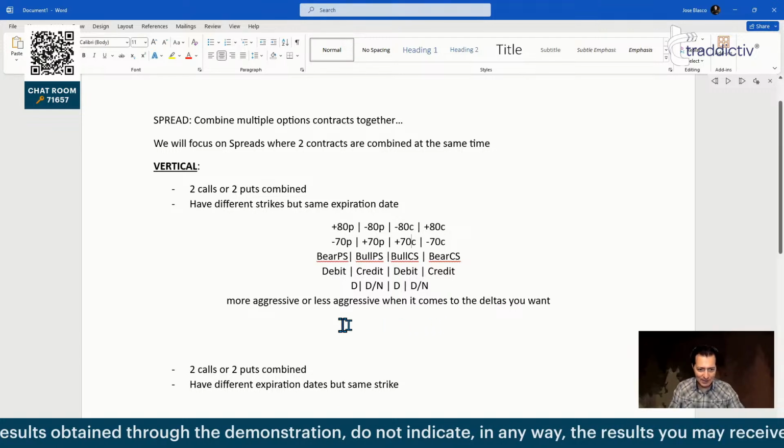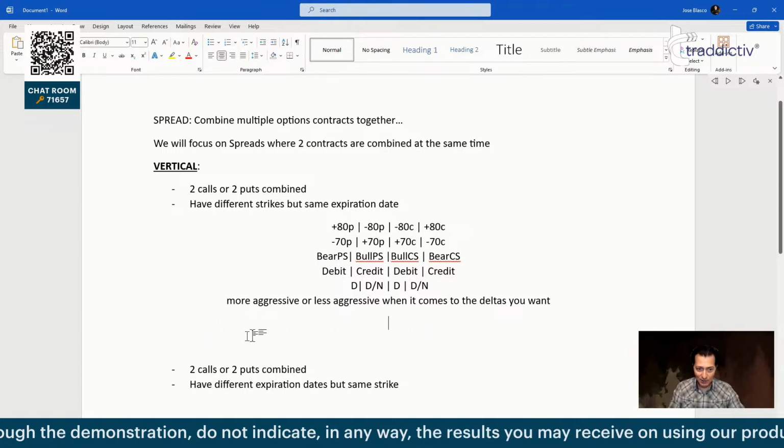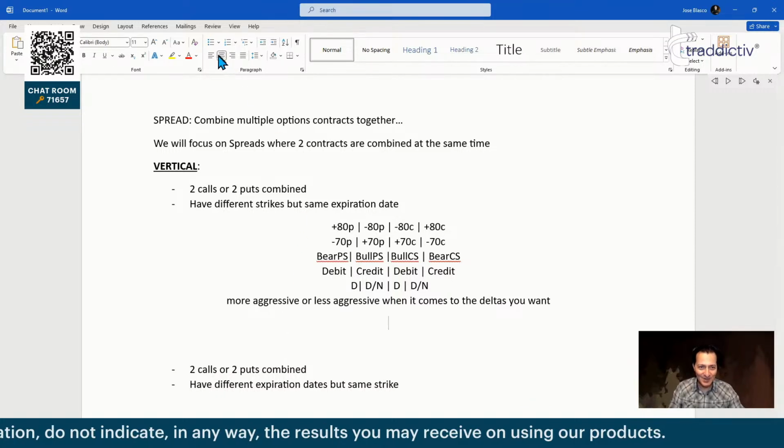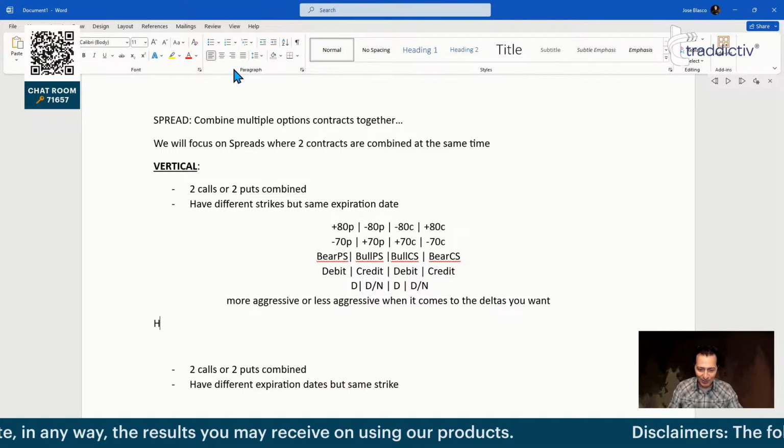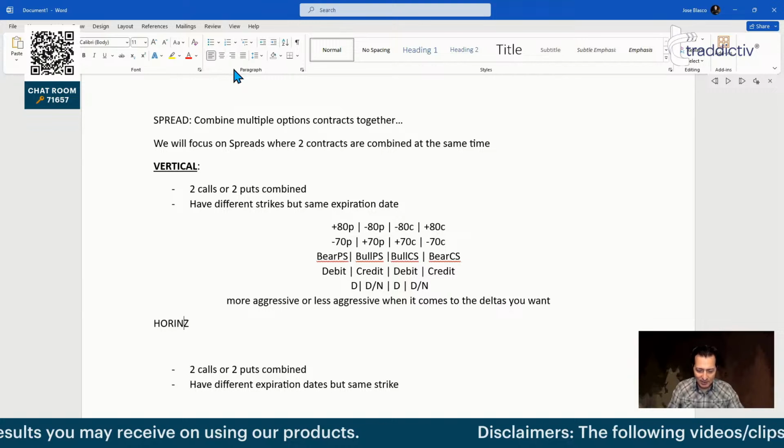And to be honest, it was not fast enough because I need to make more time for what we need to do on the platform. Okay. Now, the horizontal spreads.